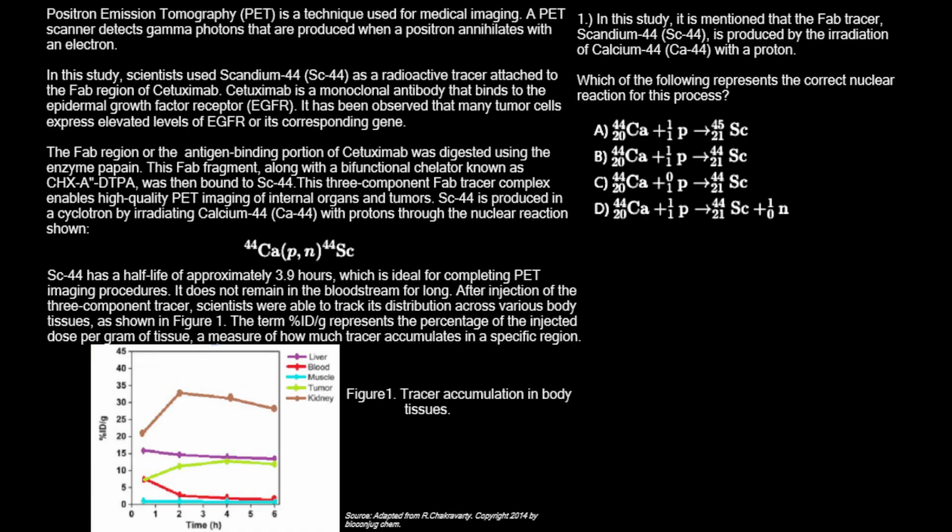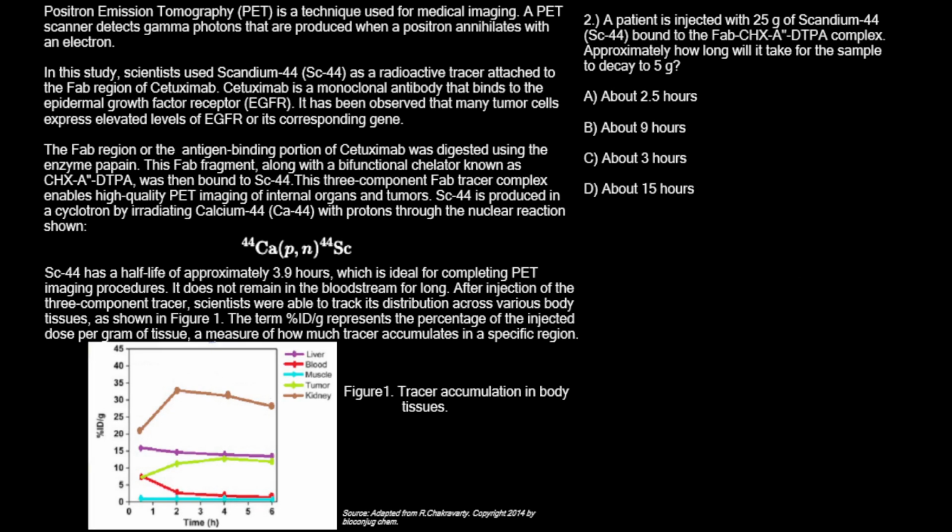Question number 1. In this study, it is mentioned that the Fab tracer, scandium-44, SC44, is produced by irradiation of calcium-44 with a proton. Which of the following represents the correct nuclear reaction for this process? Question number 2. A patient is injected with 25 grams of scandium-44 bound to the Fab CHX-A-DTPA complex. Approximately how long will it take for the sample to decay to 5 grams?